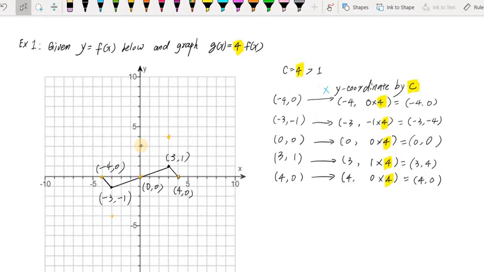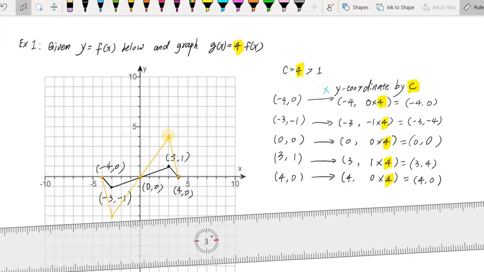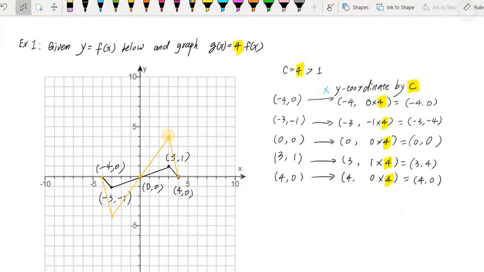Then I'm just going to connect these points and see what it looks like. Okay, I just connected those points. So I'm going to label this really quick. Okay, so those are all the points. I just plugged them in.